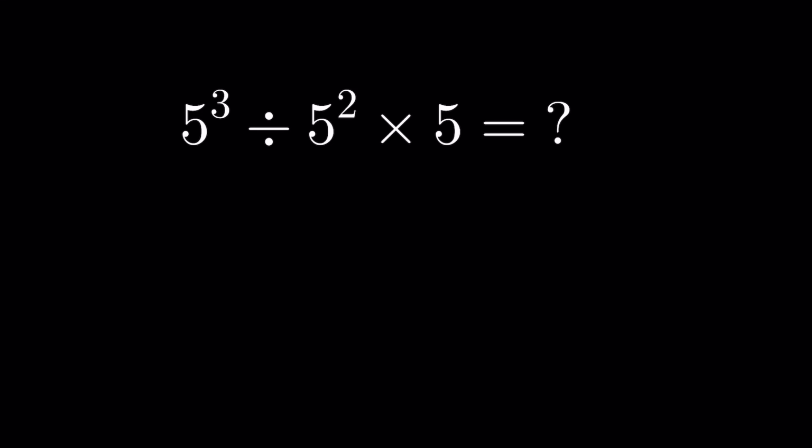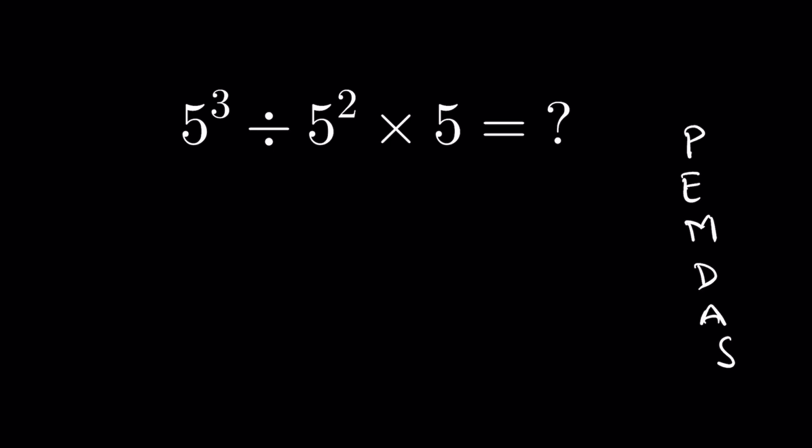5 cube divided by 5 square times 5. What will be the answer? How do you solve it? As per the order of operations, we first solve parentheses, then exponents, then comes multiplication, division, addition, subtraction.